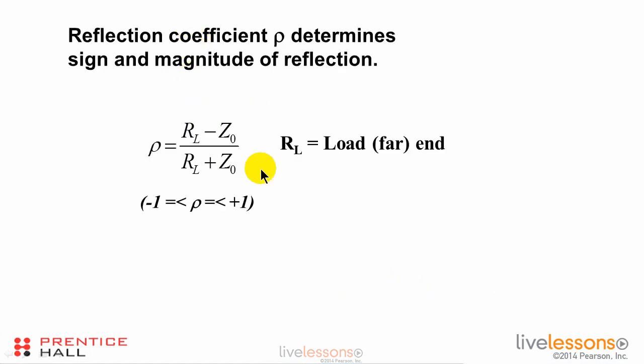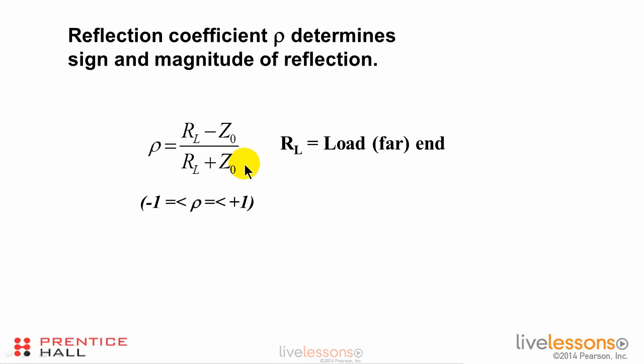Now, how do we know what's going to happen at the far end of the line? And the answer to that is wrapped up in this thing we call the reflection coefficient. The reflection coefficient, rho, determines the sign and magnitude of the reflection. Rho is given by this formula, RL minus Z0 divided by RL plus Z0, where RL is the load at the far end of the line, and Z0, of course, is the characteristic impedance.